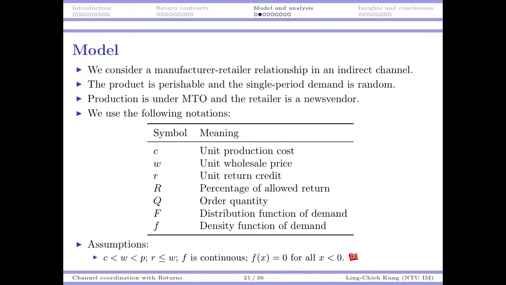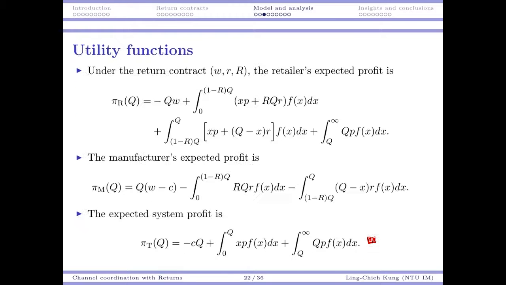We're going to assume the following basic assumptions. The wholesale price must be within small c and small p. So it cannot be lower than the production cost and it will not be greater than the unit retail price. The return credit will be smaller than W. Okay, so if I sell you product at $10, I am not going to allow you to return at $11. If r is greater than W, then the retailer will not try to sell anything. Small f is continuous and the demand must be non-negative. Okay, these are just some technical assumptions for us to do the derivations.